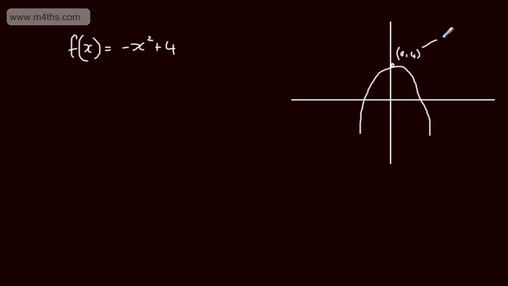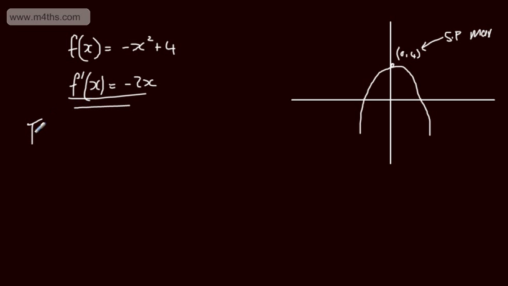We would say that this is going to be a stationary point, and we would say it's a maximum. We can see that to the left the gradient is positive, and to the right it is negative. So what we're going to do is take the derivative. f'(x) will be equal to -2x. We're now going to look at this stationary point and determine its nature.